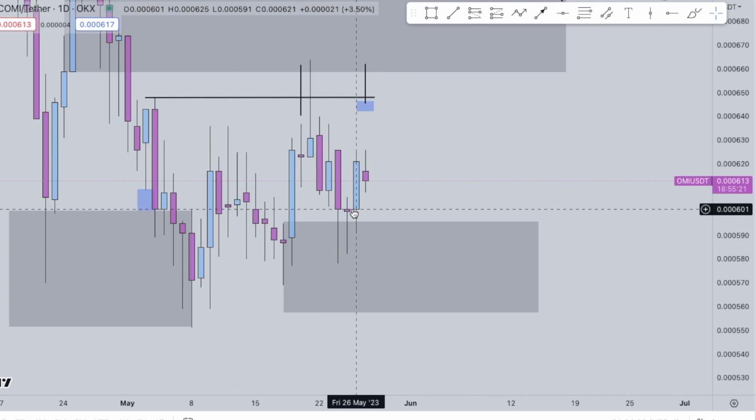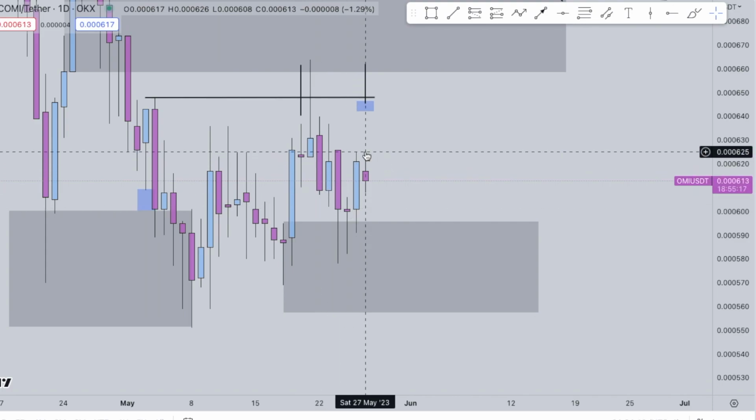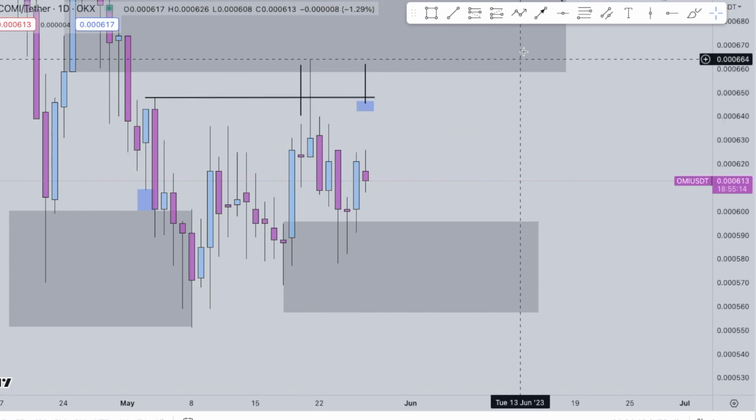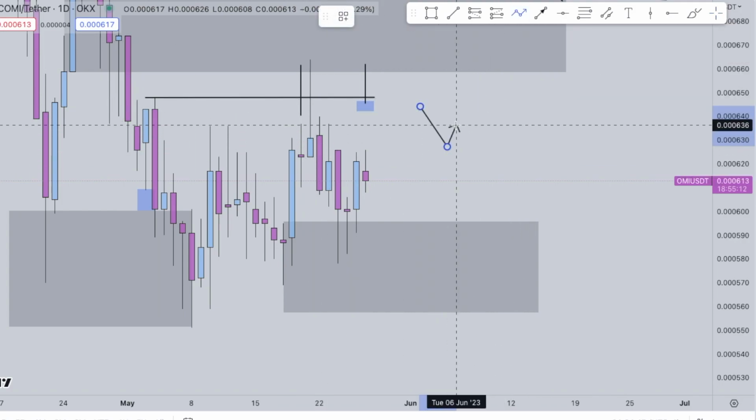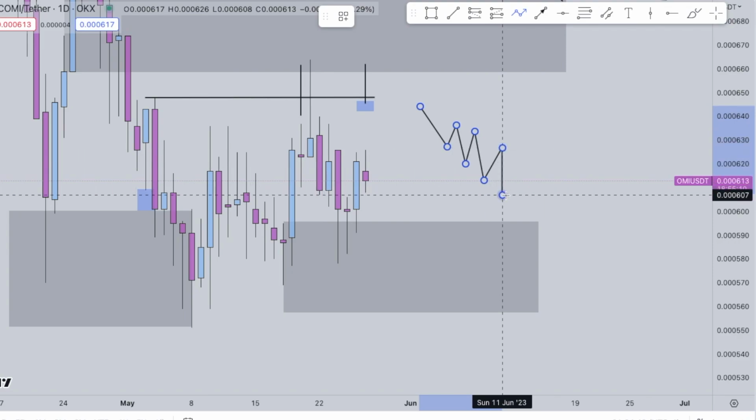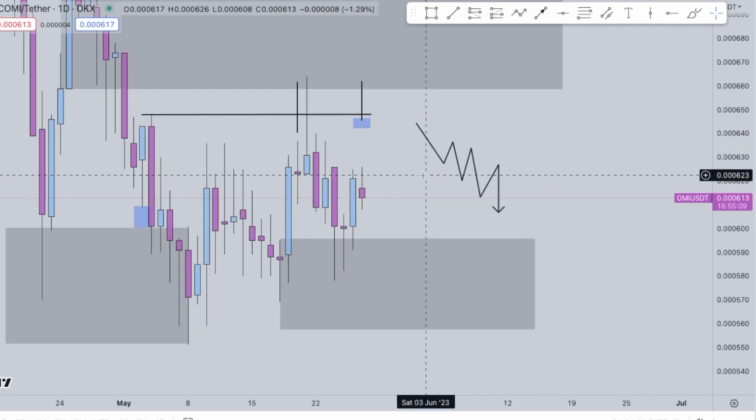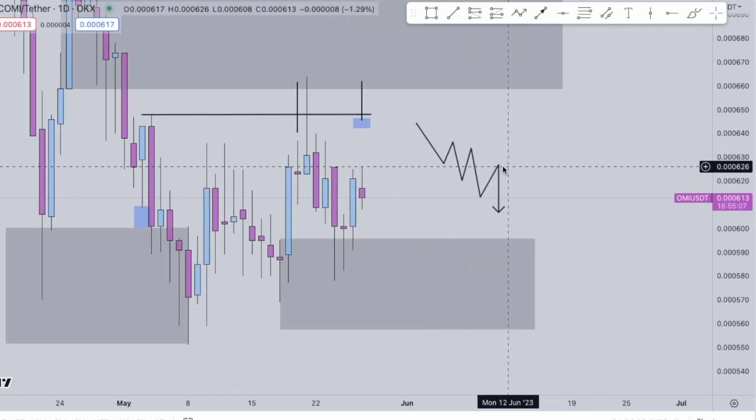Really happy to see you guys put your ideas together, look for your BOS, change of character, following directional bias towards the downside. As long as we're getting lower lows and lower highs, you guys can use any technique you want, as long as you are putting the idea that we're bearish, not bullish.